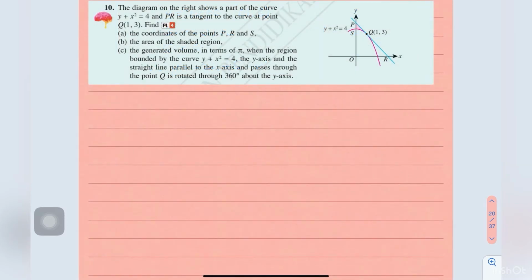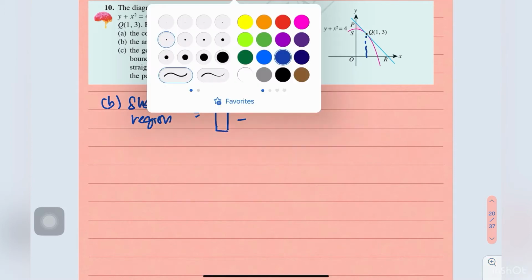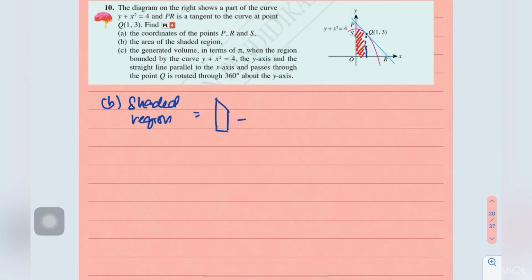(b) Find the area of the shaded region. The shaded region means the pink shaded region. To find it, we can use the trapezium minus the area under the graph. From the diagram, point Q is (1, 3), so this one is 1 and this one is 3. From the previous question, 10(a), we got P is 5, S is 4.